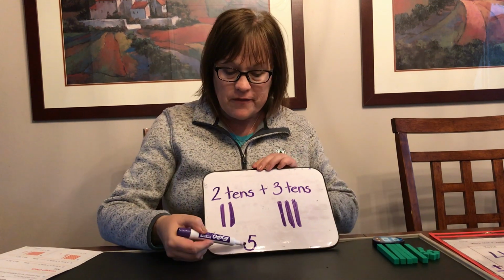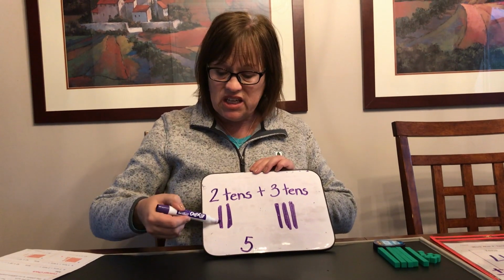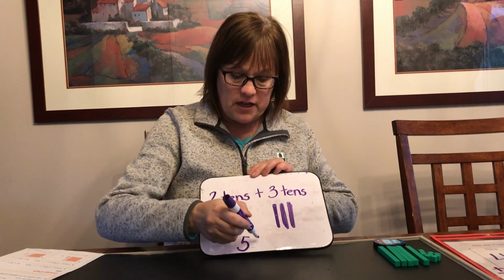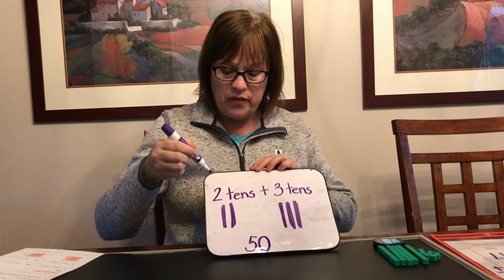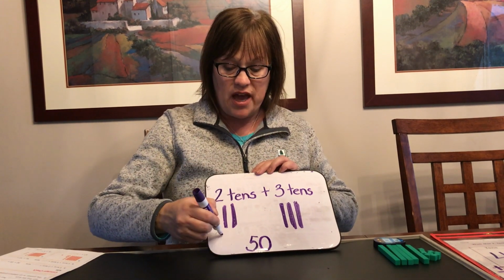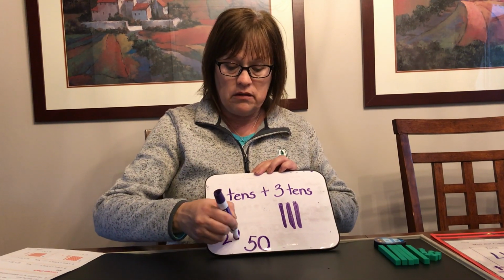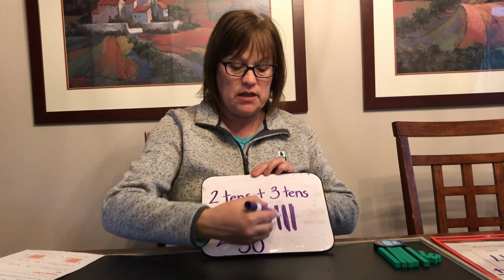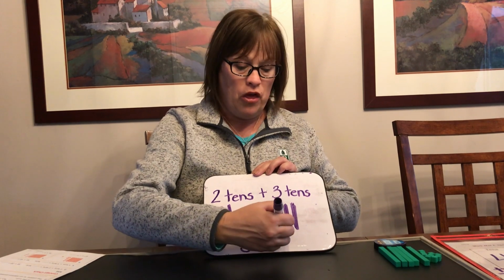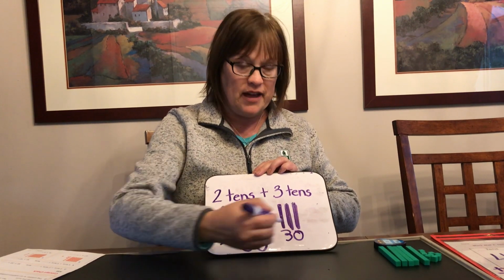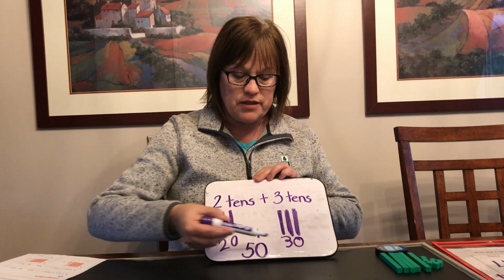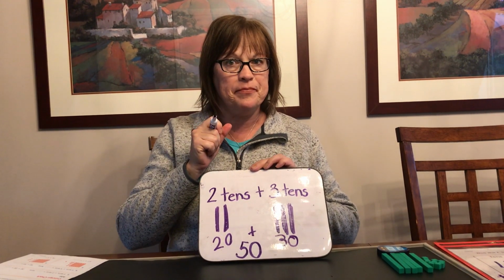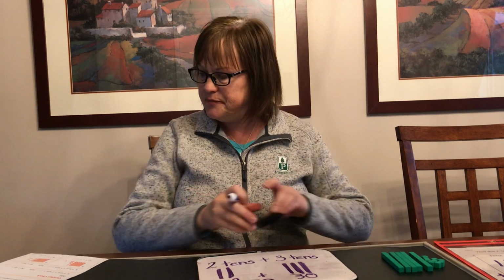And if there are 5 of them, there's really how many cubes? 50. So that 2 tens really looks like 20, right? Plus the 3 tens is really 30. Excellent. We count those together and you get 50. Nice job. Let's go on to the next one.